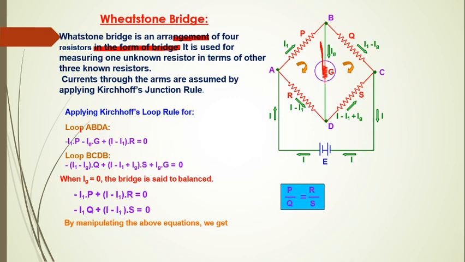Apply the loop rule for the closed loop A, B, D, A. Let us start from point A. The current is I1 and the value of the resistance is P, so in the direction of the current it is minus I1 P. Again, in the direction of the current through the galvanometer, it is minus Ig into G, where G is the resistance of the galvanometer. And this is opposite to the direction of current, so I minus I1 into R is taken as plus, and the loop is complete, equal to zero.